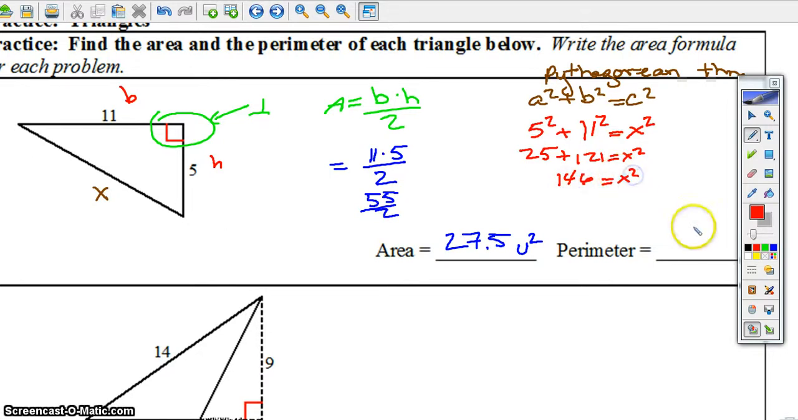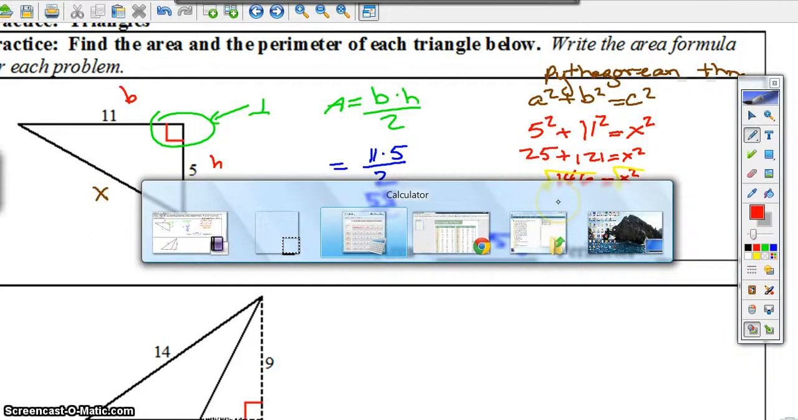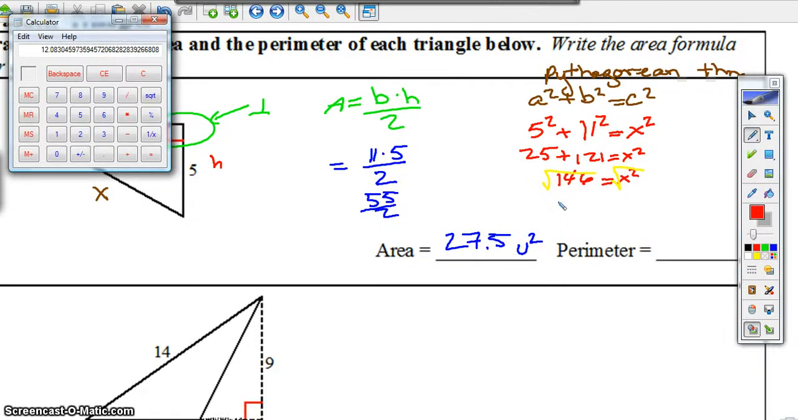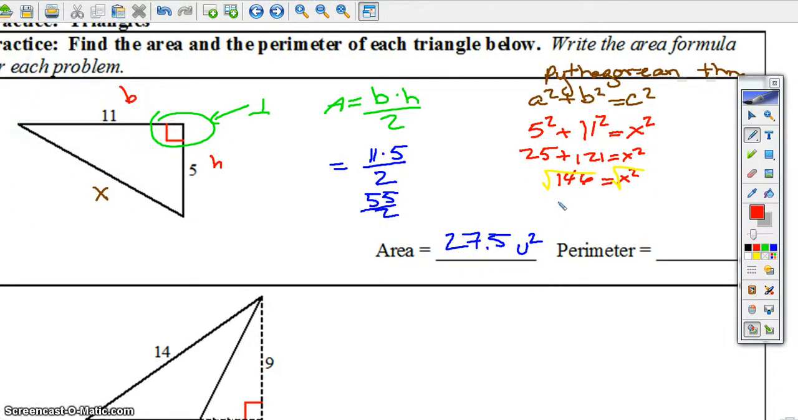And in order to solve this, I'm sure everybody knows this by heart now, we have to take the square root of everything. So we end up with, I believe, around 12.08. I actually punched it up here. 12.083. So we'll keep it short here, 12.1. So our hypotenuse is 12.1, but that is not our perimeter.